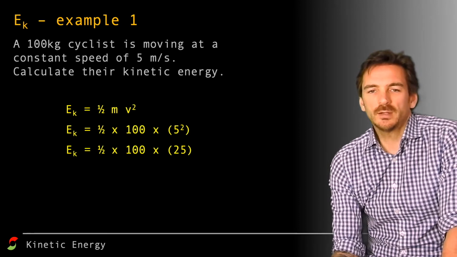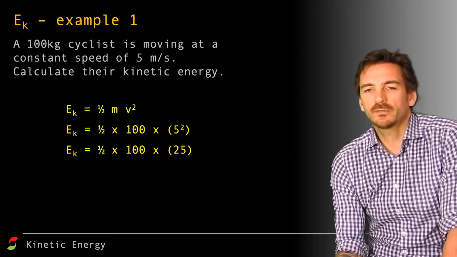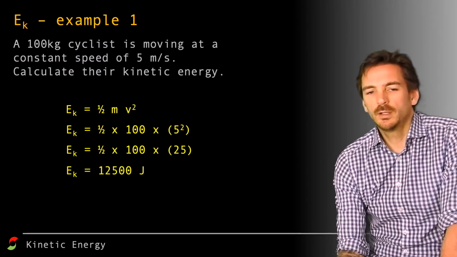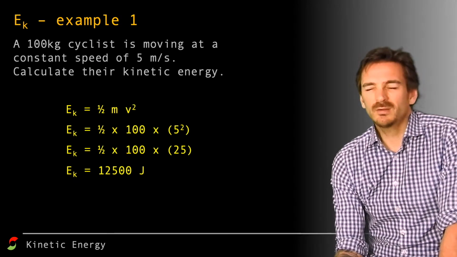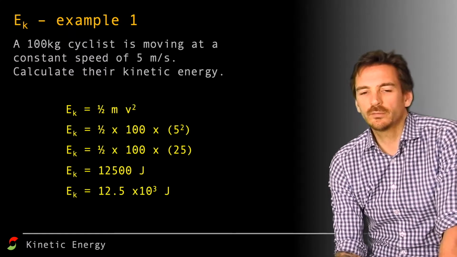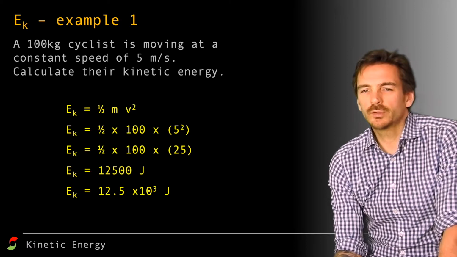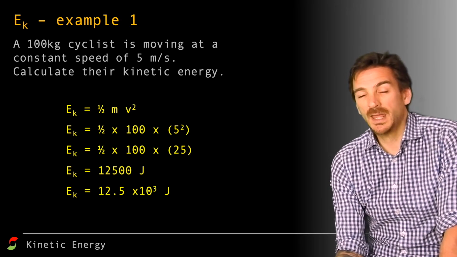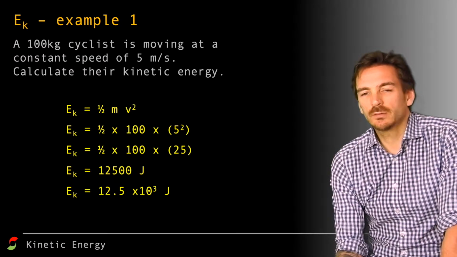So I'm showing the next stage there. 5 squared is 25, showing exactly what's happening mathematically during this equation. And then I can put that into the calculator, and then I can show you that we've got a value that's quite big, but if I use standard form, 12.5 times 10 to the 3 joules. Once again, you don't need to use standard form, but it is a good idea if you're hoping to get grades 7, 8 or 9 in your exams, to be confident at using standard form.